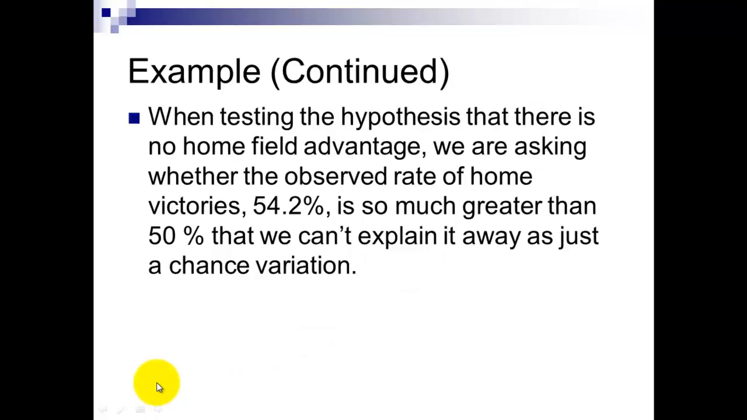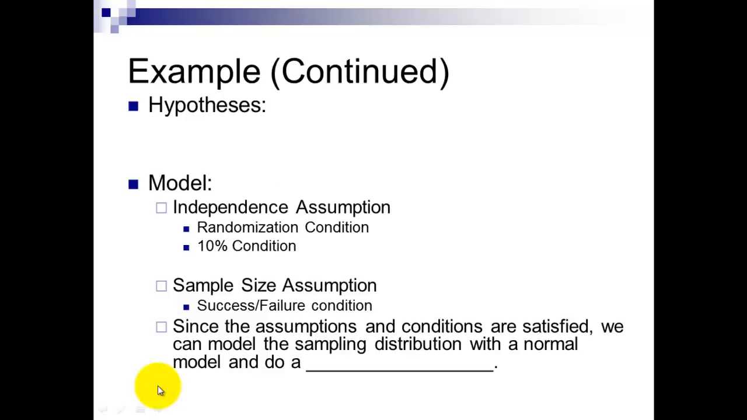When testing the hypothesis, we are asking when the observed rate of home victories is so much greater than 50%, we can't explain it away as just a chance variation. That's just a verbal way of describing what we're going to go into now, the whole hypothesis test. This 54.2 is a test of what we think the hypothesis should be. What do you think the hypothesis should be? What's our null hypothesis here?